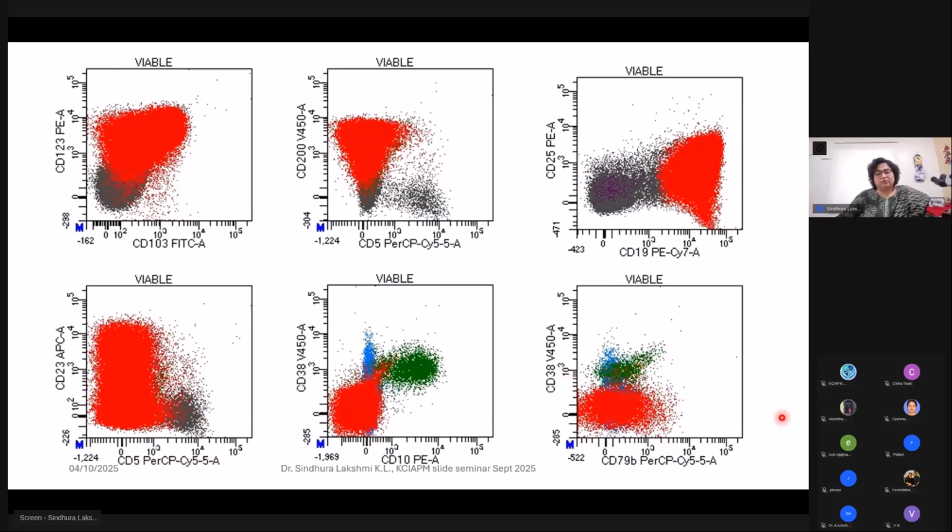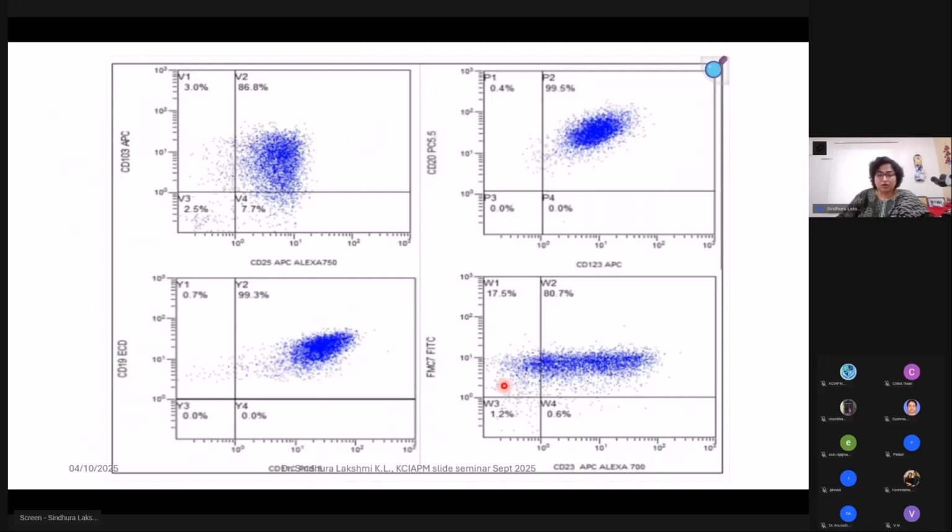Now, the other markers such as CD79b and CD10 were also negative. CD38 may come positive in some cases, which shows poor prognosis. Now, CD11c we did not do in this case. This is a case from literature. In this case, you can see the expression of CD23 here as well. This is CD11c in this case.